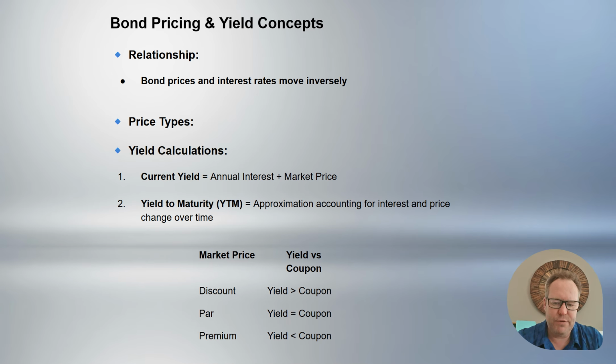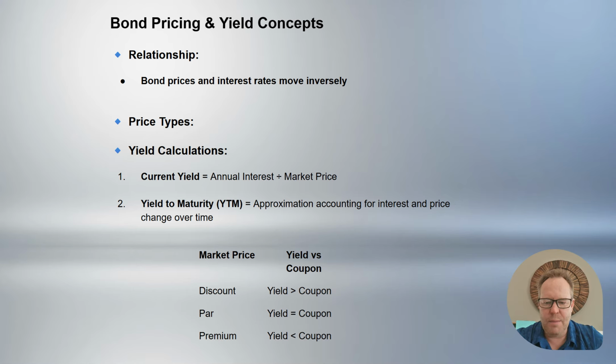Yield to maturity differs from current yield because it takes into account time. So it's an approximation accounting for interest and price change over time. Current yield simply is a snapshot in time. What is the current rate of return at the current market price? Yield to maturity factors in time. How much does the price change over time, and how does that affect the yield?